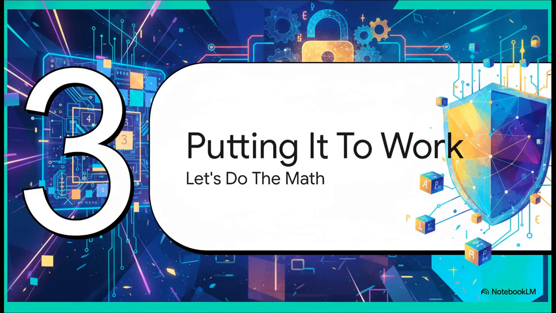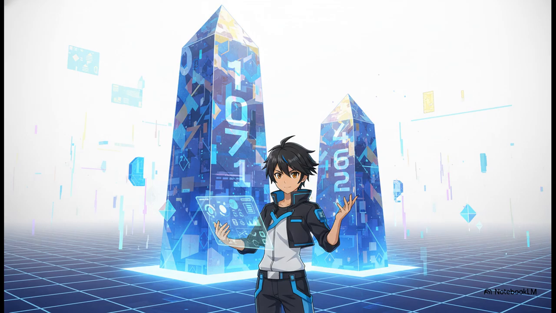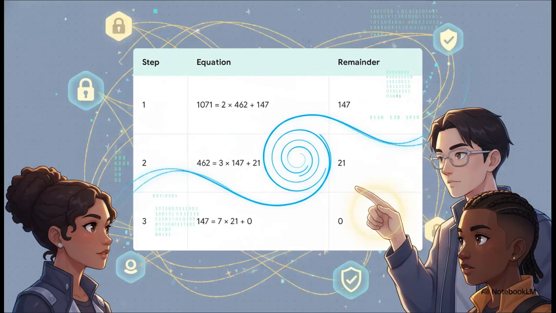All right, enough talk. Theory is cool and all, but let's actually see this thing work. It's way easier than it sounds, I promise. So let's take two kind of beefy numbers, 1,071 and 462. Now, if you tried to just guess the biggest number that goes into both of these, good luck. You'd be here all day. But with the algorithm, watch this. Okay, here we go. First, we divide 1,071 by 462. The remainder is 147. Now, we do the swap. Our new numbers are 462 and 147. So, next step, divide 462 by 147. That gives us a new remainder of 21.